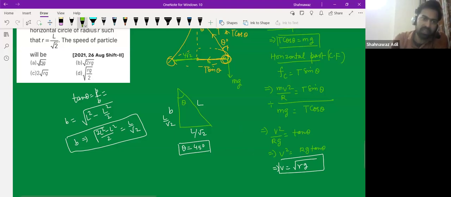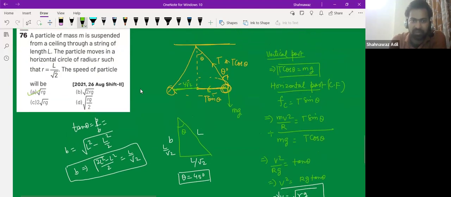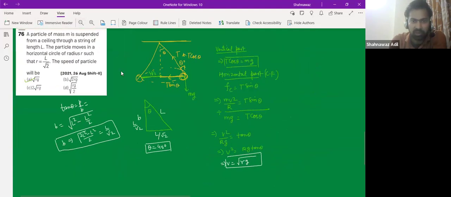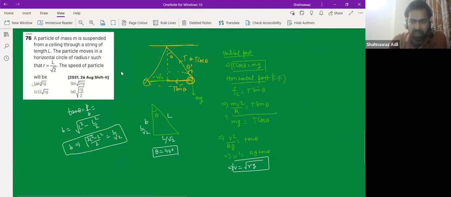Is it clear, everyone? Yes, sir. Okay, so quickly note it down, guys, and then we'll move on. I will then jump to work, energy and power. I will quickly discuss some of the questions from work, energy and power.